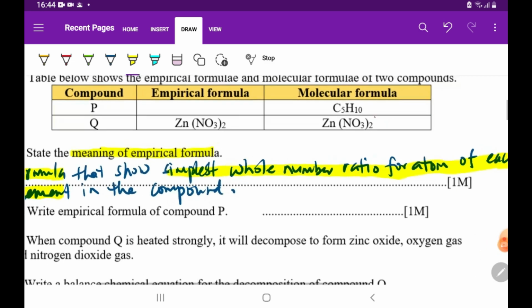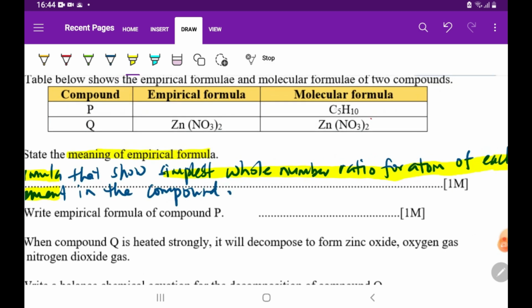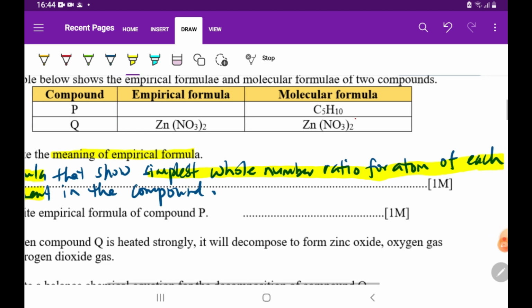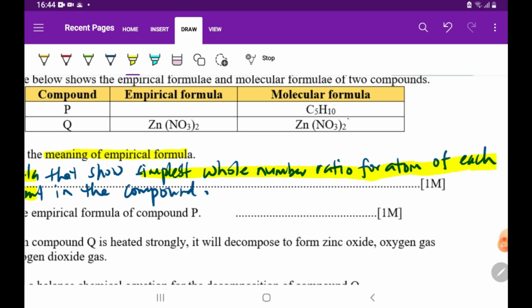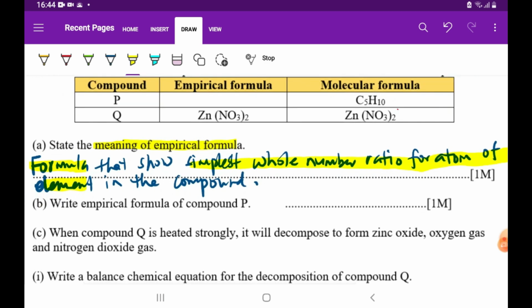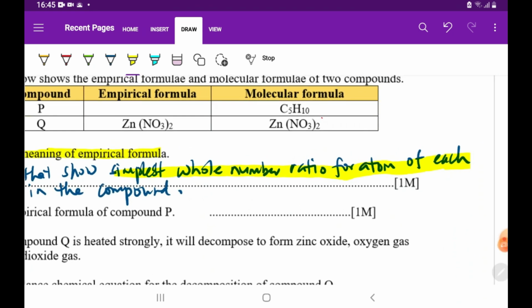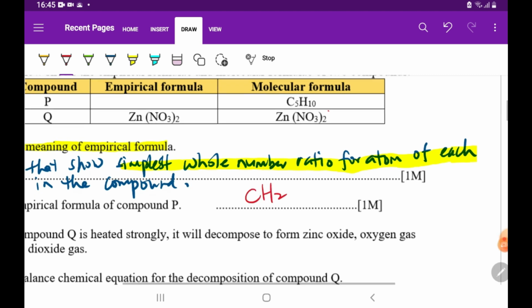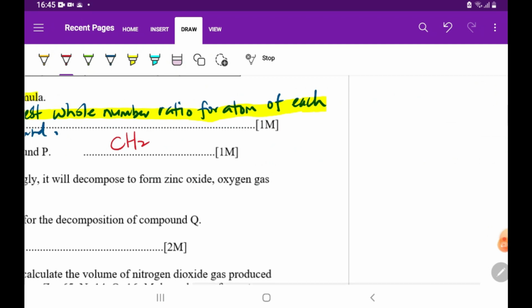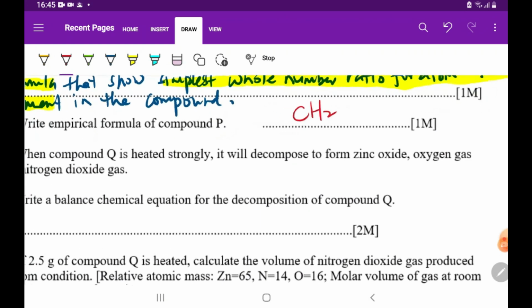So here inside here got a lot of elements, right? So for each one you must show the simplest whole number ratio. Okay, number two, empirical formula for compound P. So here we can see, can it be simplified or not? C5H10. Yes, it can be simplified, so divide by 5, so it becomes CH2.